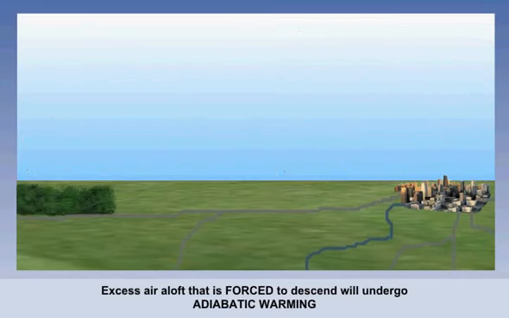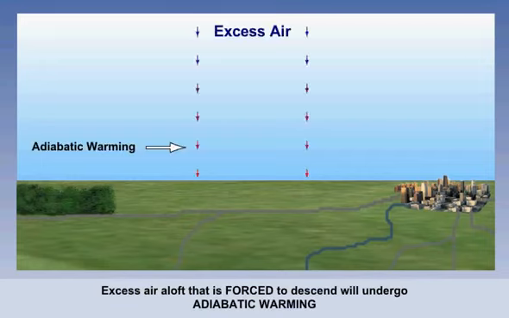In the upper atmosphere, we can have an excess of air. Therefore, air will be forced to descend towards the ground. As this happens, the air is compressed under the increasing amount of pressure, and this causes the temperature to rise. We call this adiabatic warming. When the air eventually reaches the surface, it can be relatively warm. But remember, the reason for the high pressure was because of a net gain of air in the upper atmosphere.